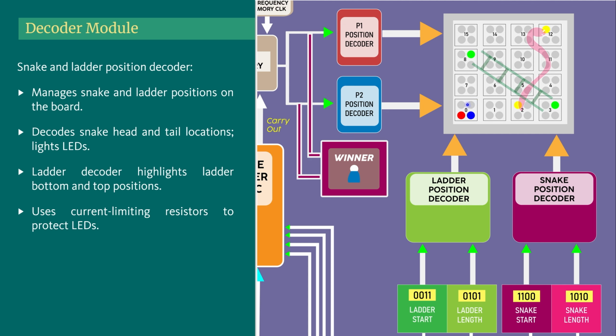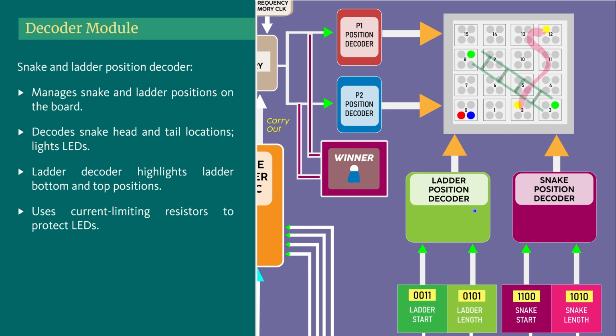Now we're going to move on to the decoder module. In the decoder module, you can see the ladder start is 0011. That is 3, which means the LED at the third position should be lit up. So the ladder start position goes to a very simple decoder, and this decoder lights up the third LED. And you can see the ladder length is 5, so you just add 5. 5 plus 3 is 8, so you light up the 8th block.